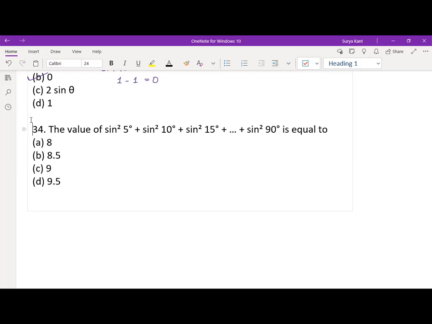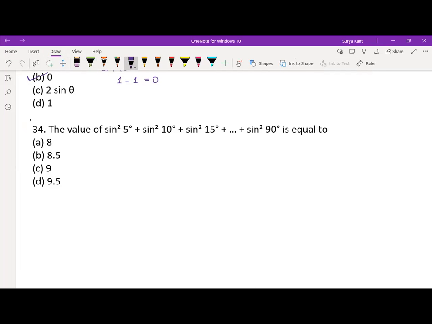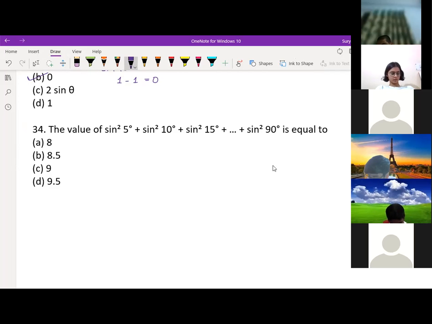Sir, result 9.5. Huh? 9.5. Yeah, I think so, sir. Anyone else? Samarth got 9.5. Anyone else got the answer? Rasul, what answer did you get? Adarsh, so 9.5 only.